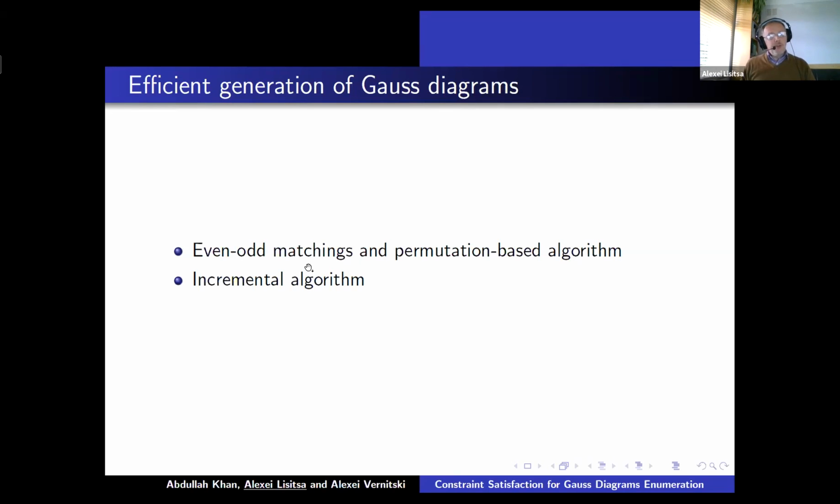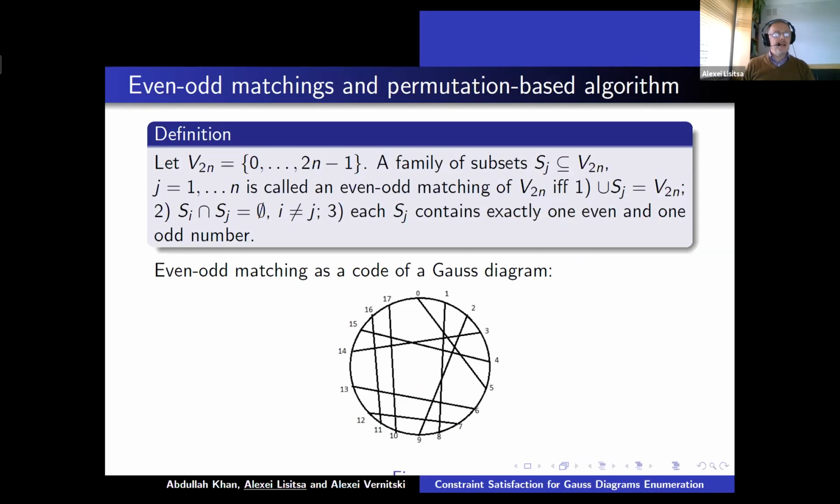So we implemented two algorithms. The first one is direct and the second is incremental. The direct algorithm is based on what I already named an even odd matching. So what is an even odd matching? Okay, you have a diagram here in the picture. It has 9 chords, or 18 ends of the chords.